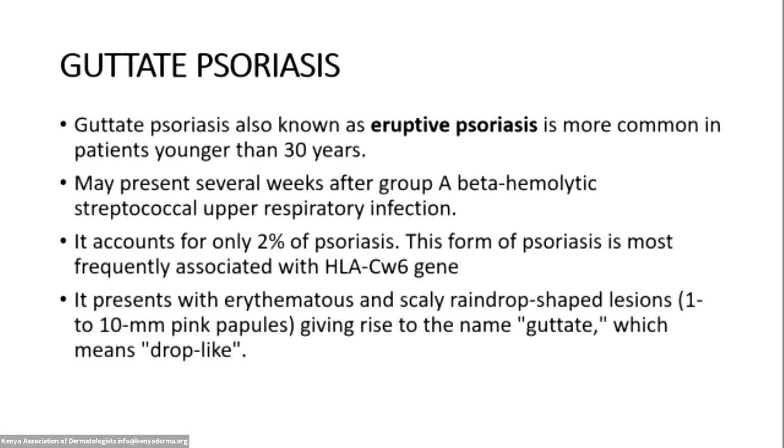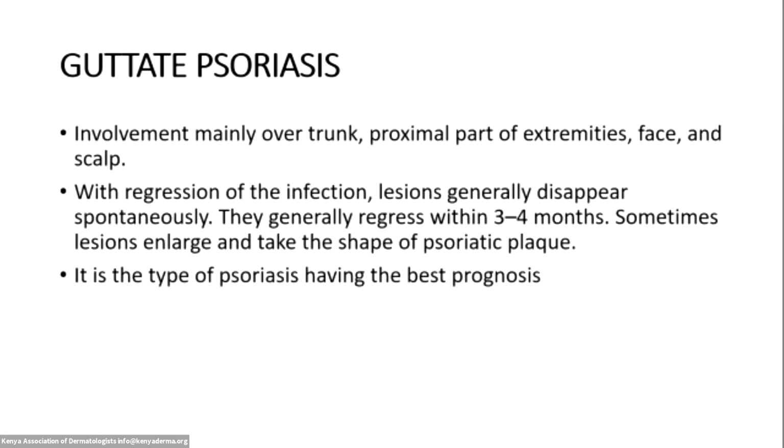It presents with erythematous and scaly raindrop-shaped lesions that are 1 to 10 millimeters in size. This gives the name guttate, which actually means drop-like. So involvement is mainly over the trunk, the proximal extremities, the face, and the scalp. And usually with regression of the upper respiratory tract infection, the rash tends to disappear spontaneously within 3 to 4 months. However, it may actually progress and enlarge to become psoriatic plaque.